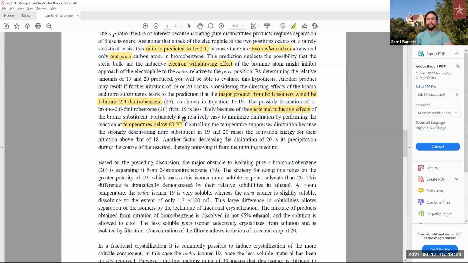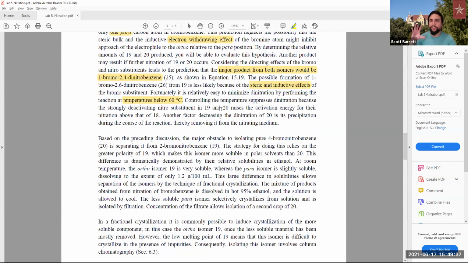So remember that temperature and catalyst can be the driving force of reactions, and that the activation energy, like the previous heterocyclic reaction you're talking about from the last lesson, can actually affect the quantity of nitration and the location of nitration in this instance. So it suppresses it because the strongly deactivating nitro substituent raises the activation energy for the nitration. So as it goes forward, it's reducing the desire to push forward and creating a higher energy barrier that it cannot cross.